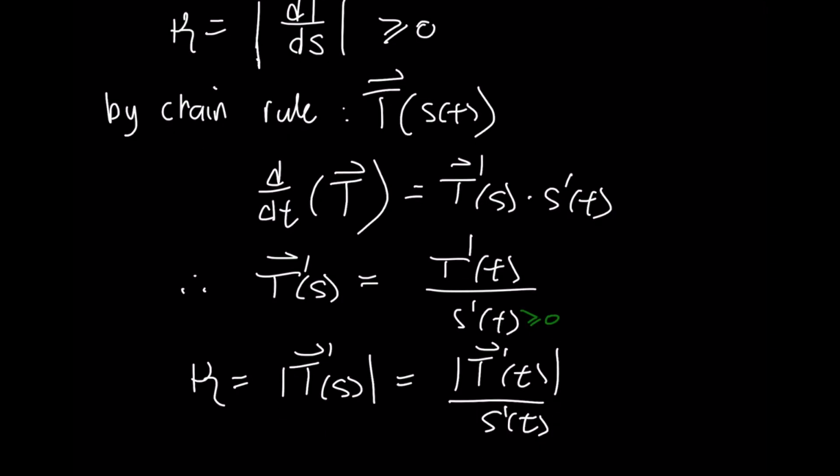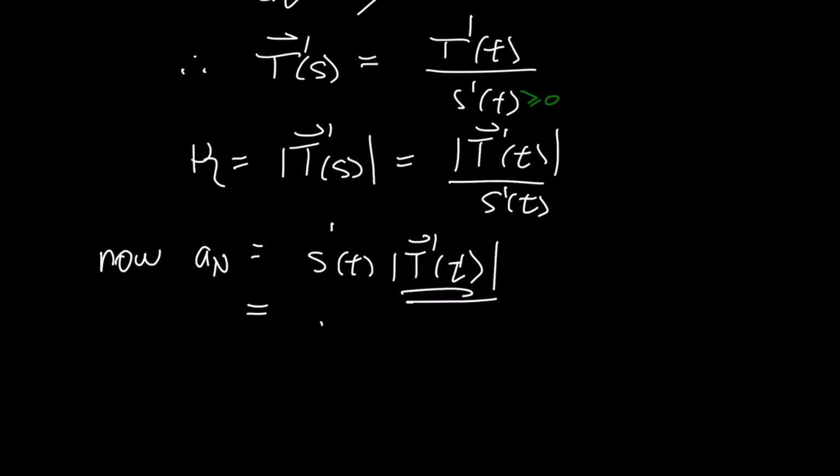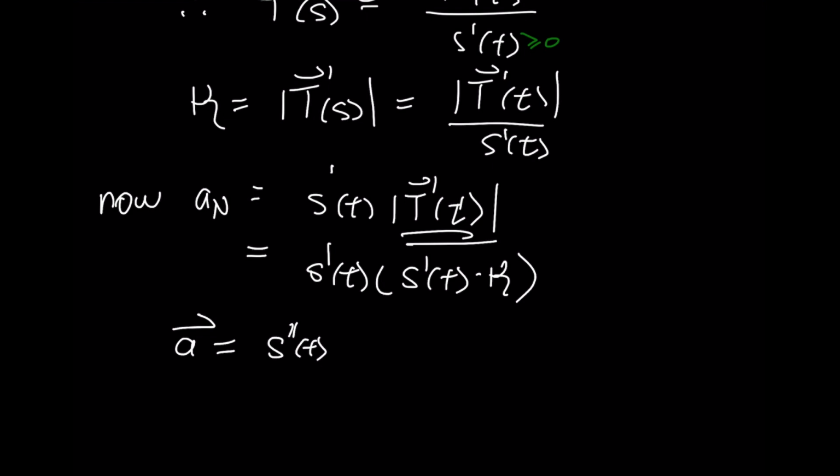And remember that s prime of t is always greater than or equal to 0. If we go back to that normal acceleration, we had an s prime of t times a magnitude of that unit tangent vector. Well, from above, this is going to be now an s prime of t that was there before times a second s prime of t times this curvature. So that means that the acceleration vector, it's got this s prime squared times kappa in the normal direction. So acceleration depends on how curvy the curve is. The more it curves, the more you're going to feel this perpendicular or centripetal acceleration.